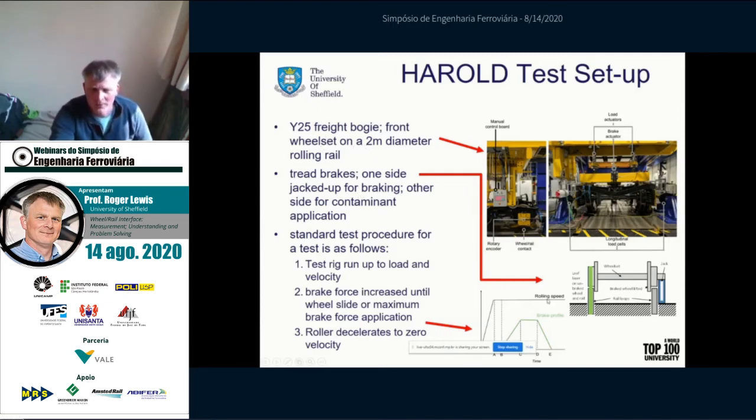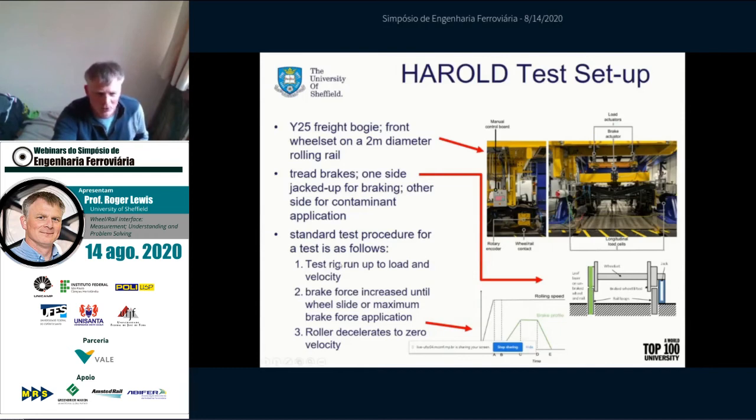It's tread braked, so in order to generate leaf layers and then not remove them, we only braked on one side. So we jacked up the bogie on one side, we braked on that side, and that meant we could generate and run leaf layers on the other side.